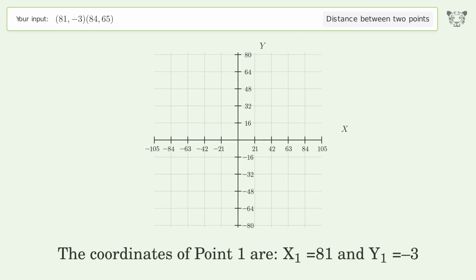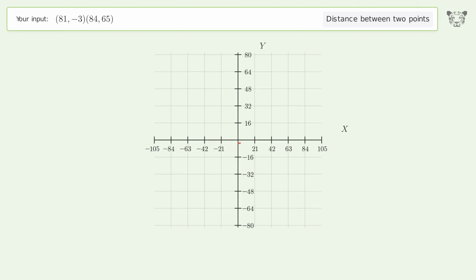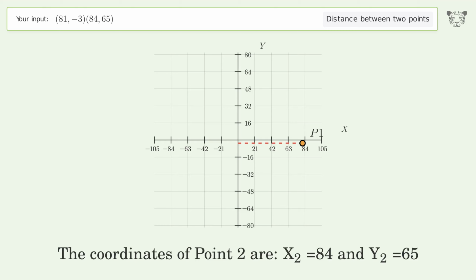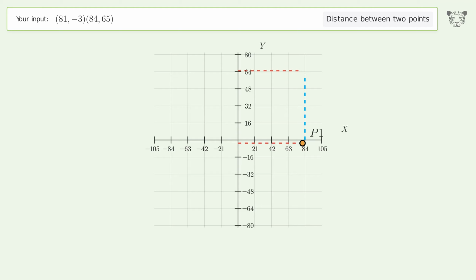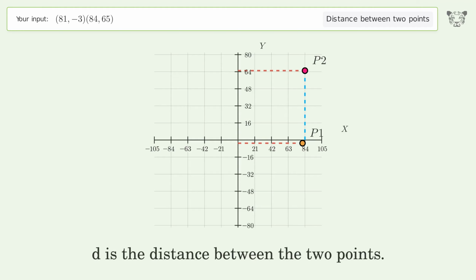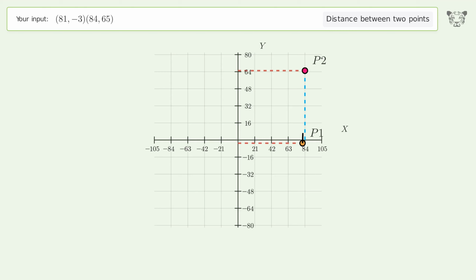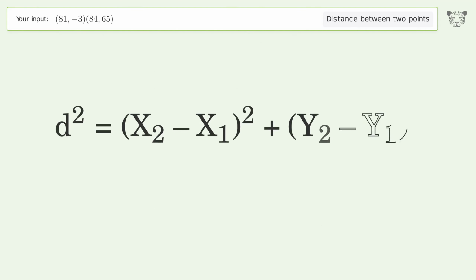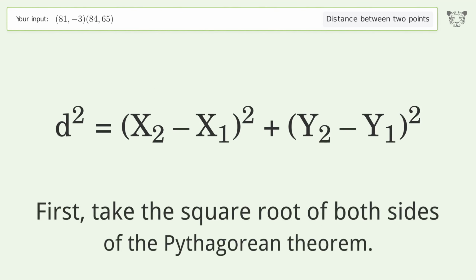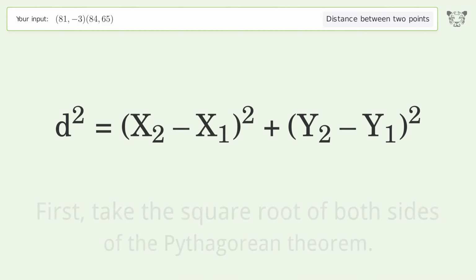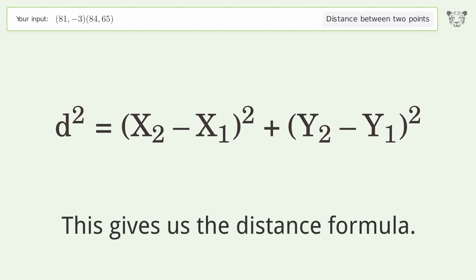The coordinates of point 1 are x1 equals 81 and y1 equals -3. The coordinates of point 2 are x2 equals 84 and y2 equals 65. D is the distance between the 2 points. First, take the square root of both sides of the Pythagorean theorem. This gives us the distance formula.